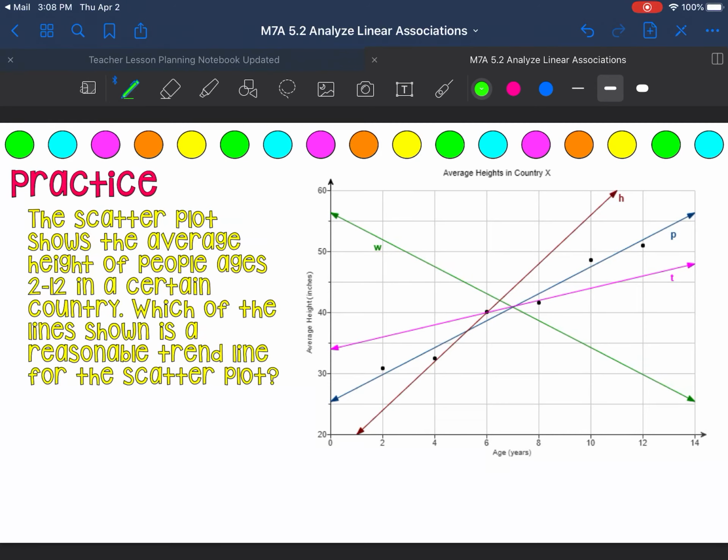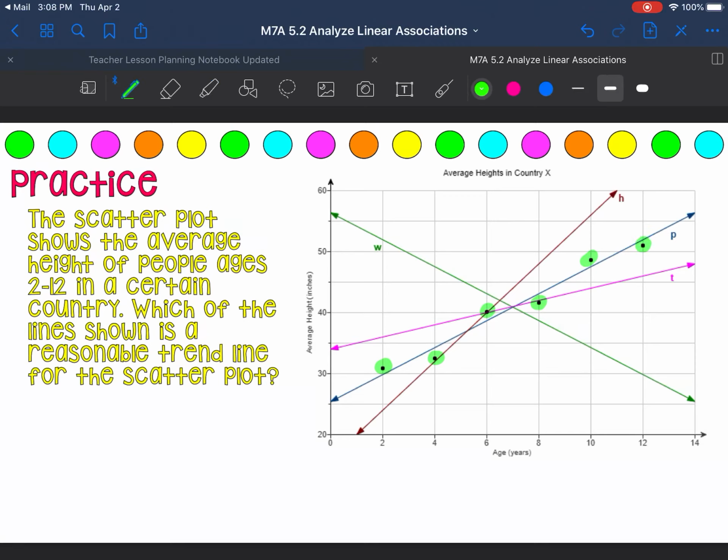All right, so now let's take a look at this. I have a graph. I have a bunch of different lines on it. It says the scatter plot shows the average height of people ages 2 to 12 in a certain country. Which of the lines shown is a reasonable trend line for the scatter plot? All right, now some of these are kind of hard to see, so I'm going to make my dots even bigger so I can kind of see them.